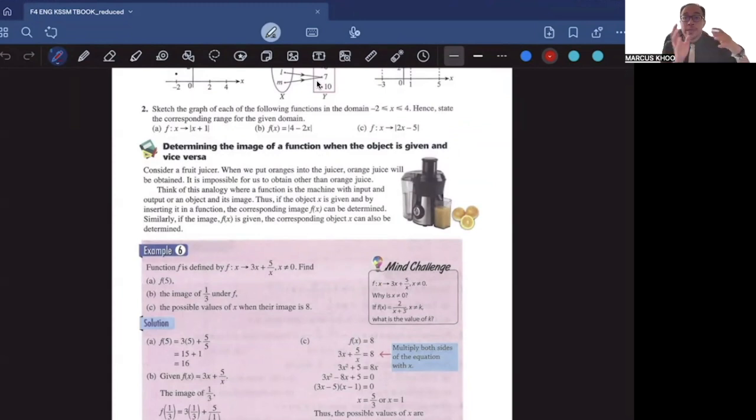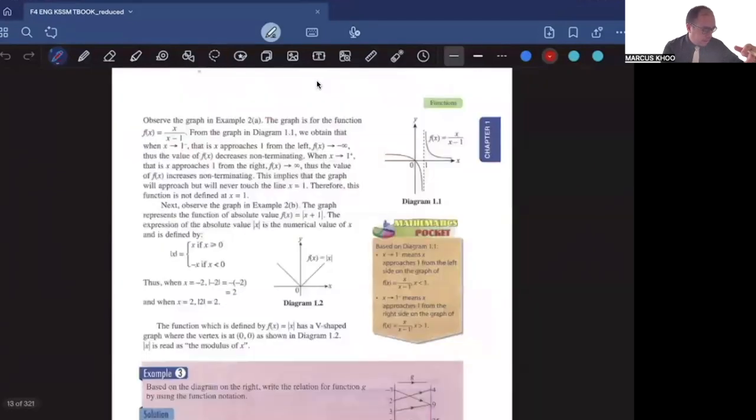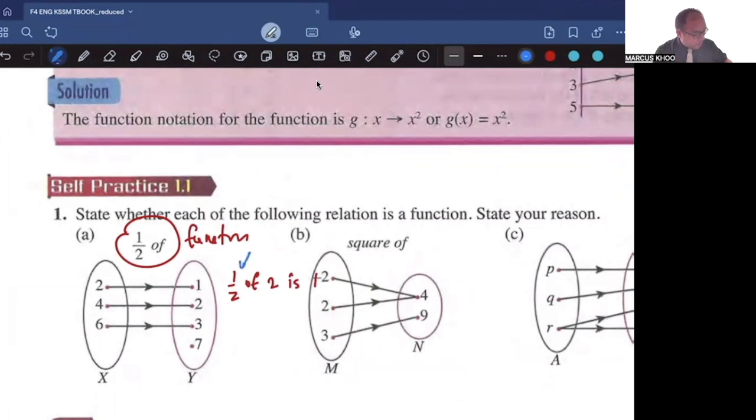So how does the object become an image? Like in the example that we saw the other day, say for example, this. This is the function. Half of, and then the object is 2, and then it becomes 1. So half of 2 becomes 1, is what we were talking about the other day. Half of 2 is 1. So in that sense, this "half of" is the function, and 2 is the object, and therefore 1 over here is the image.